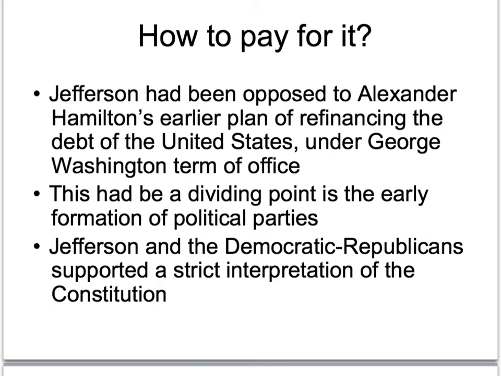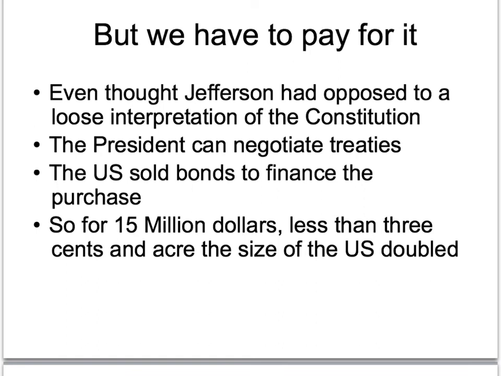Jefferson had been opposed to Alexander Hamilton's earlier plan of refinancing the debt of the United States under George Washington's presidency. This had been a dividing point in the early formation of political parties. Jefferson and the Democratic Republicans supported a strict interpretation of the Constitution, and the Constitution does not have a provision for buying large chunks of land. But we have to pay for it.